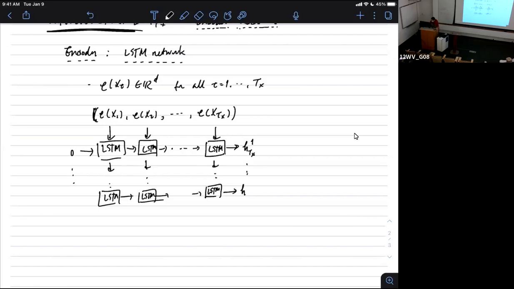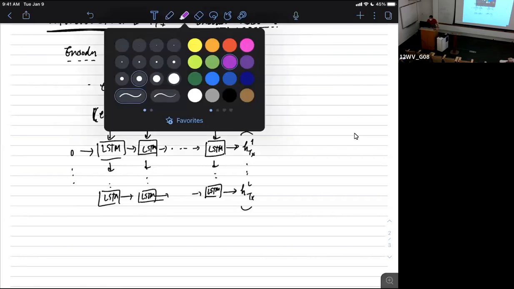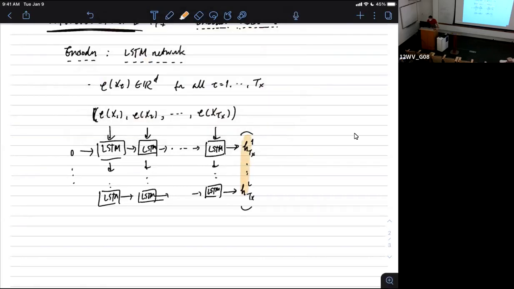Then we end up with, let's say, h_L_Tx. So we get a bunch of vectors. And then you can think of this sequence of vectors as the actual code, or the encoding of the source sentence. Okay?